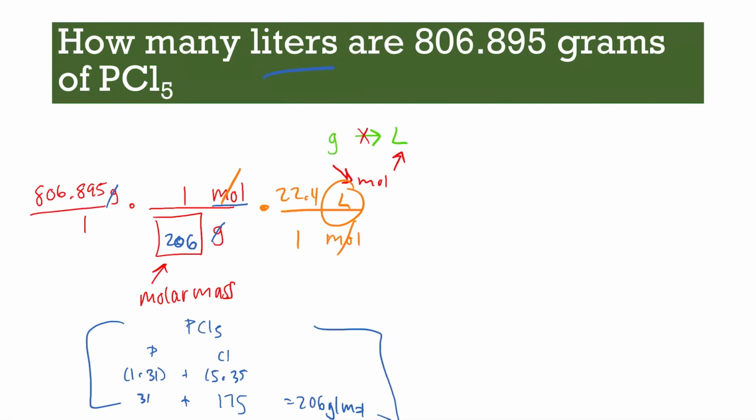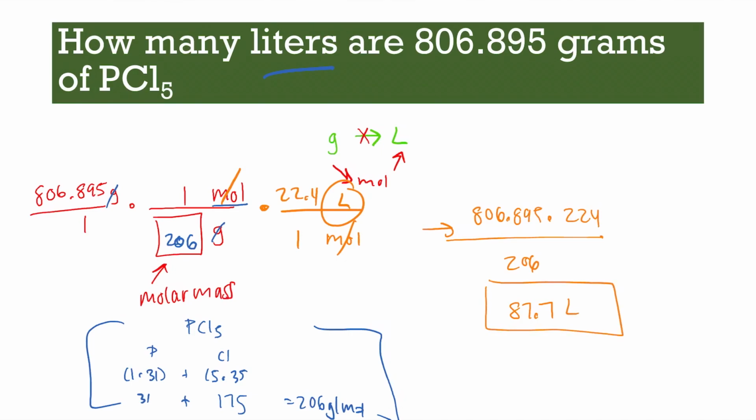So with this, you have 806.895 times 22.4 divided by 206, which gives you 87.7 liters. And that's it. So all we did was go from grams to moles and then moles to liters. I think just figuring out your path first, that's the hardest part. Because you guys at this point can do all these conversions.